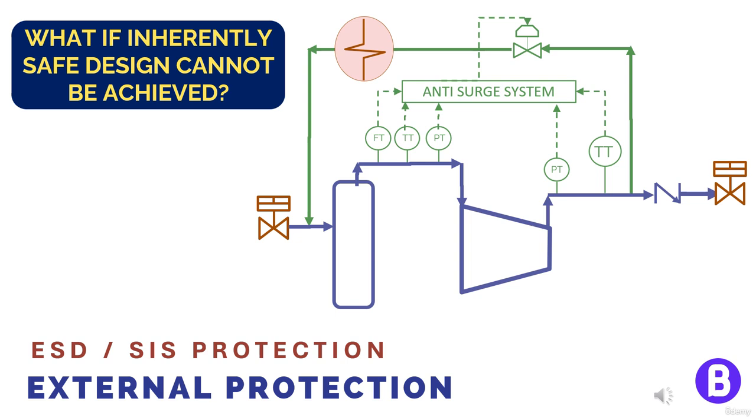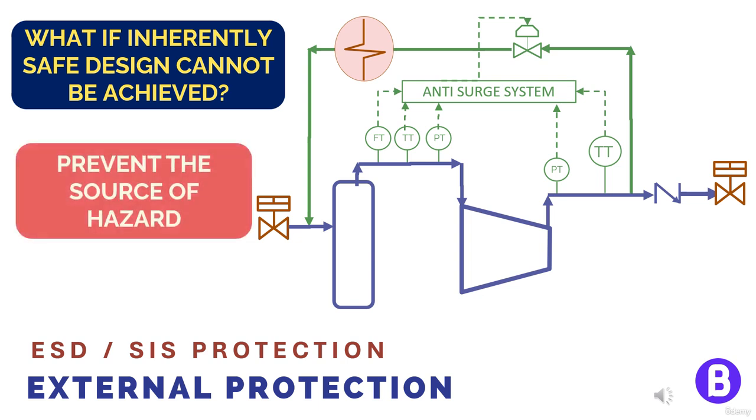Here, we shall go to the next step, or in other words, the second layer of protection, which is to prevent the high temperatures by preventing the source of risk itself. So here, when the temperature transmitter detects a very high temperature, the shutdown system shall send a high temperature alarm, in addition to a signal to the compressor's motor in order to trip the compressor.